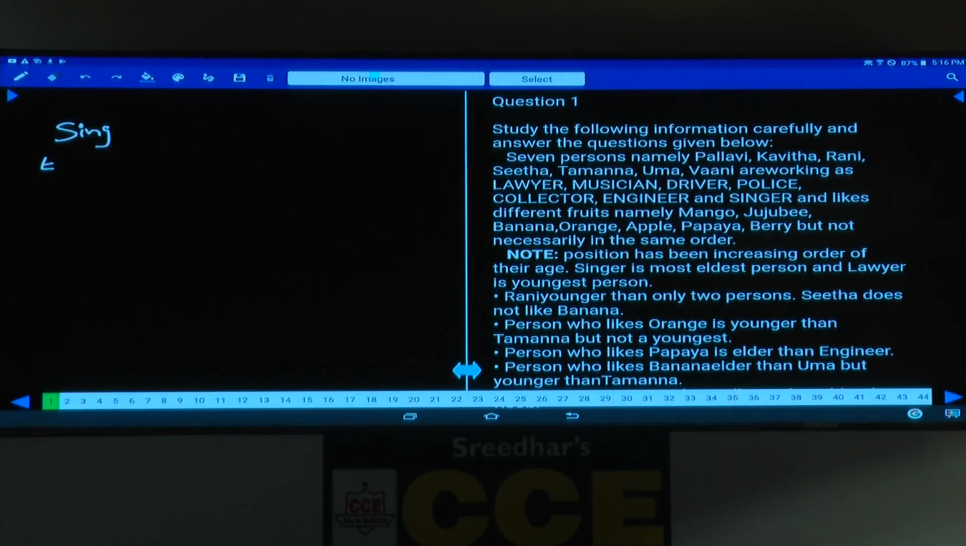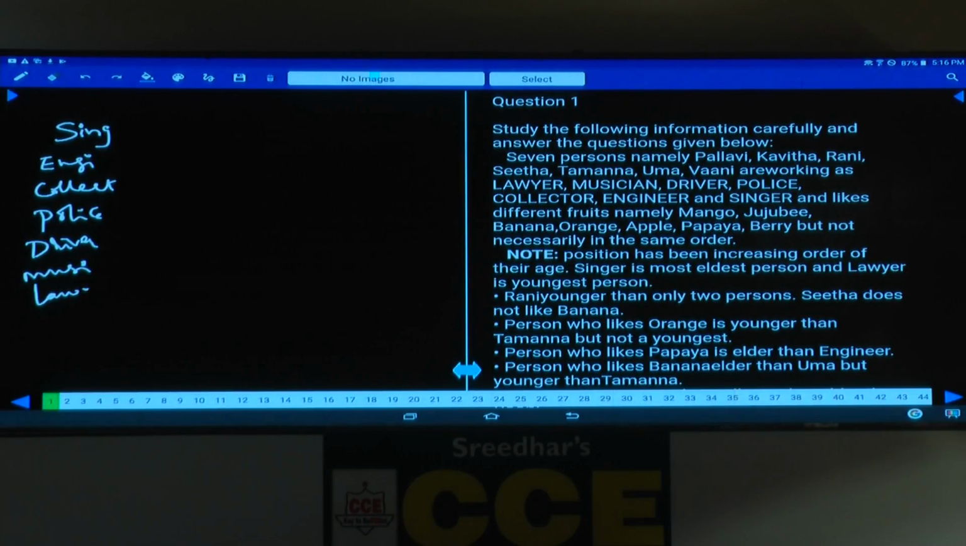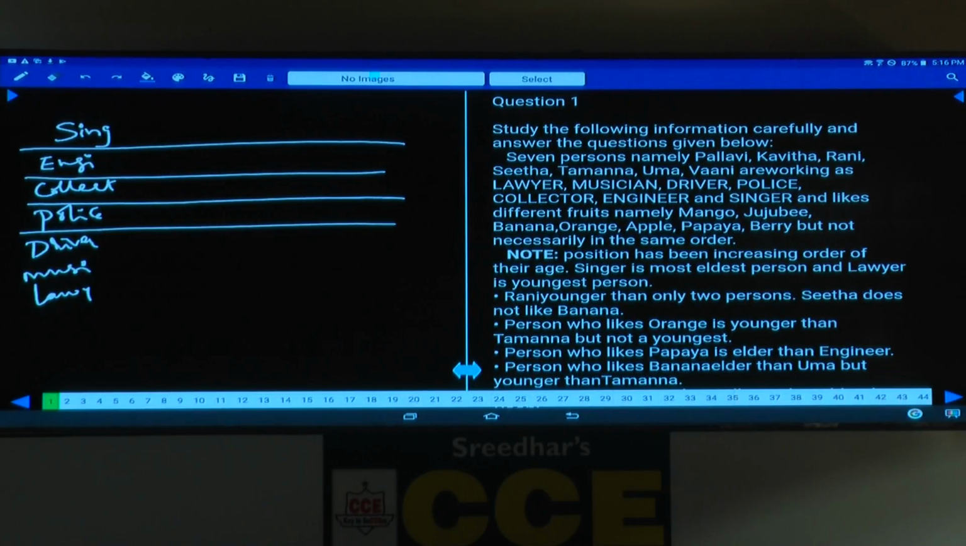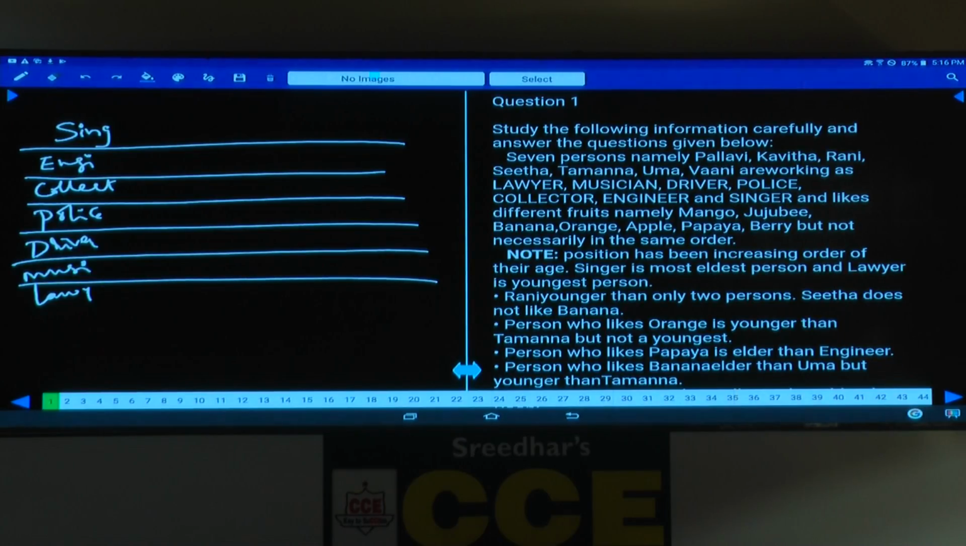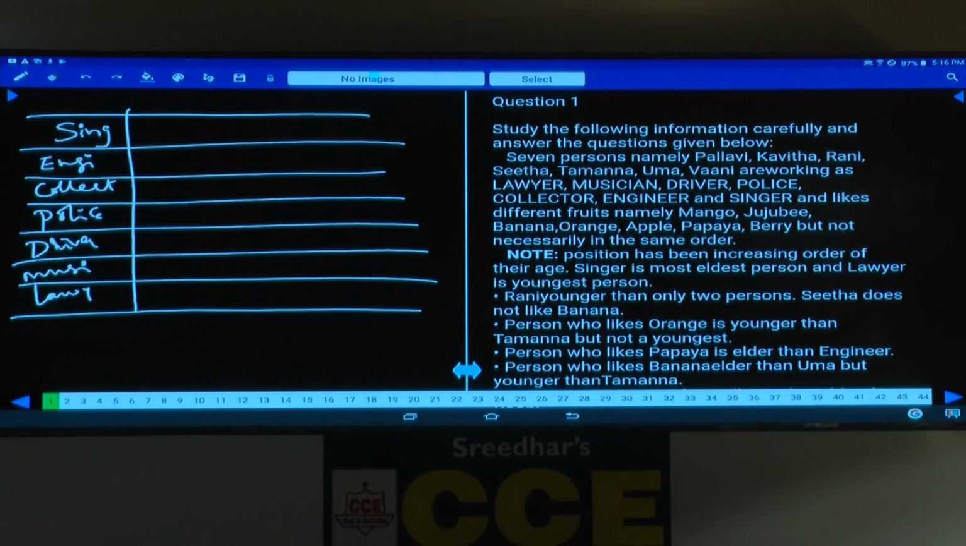Next one is engineer, and then collector, police, driver, musician, and liar. Now this is in the descending order of their ages. What are the next parameters here? Now we should identify the person and the fruits they like.